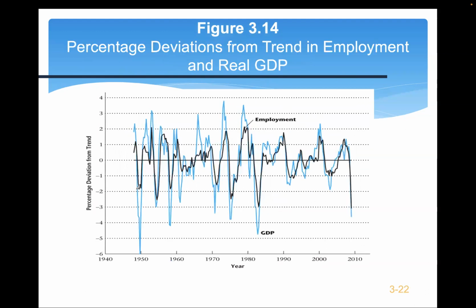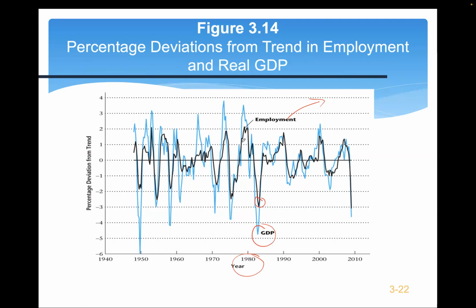Now we are going to look at the labor market. So this is employment. Again, the horizontal line is year, and the vertical line is the percentage deviation from trend. The blue line always refers to GDP, and the solid black line is employment. The other way to think about it is unemployment, but it's going to be inverse.